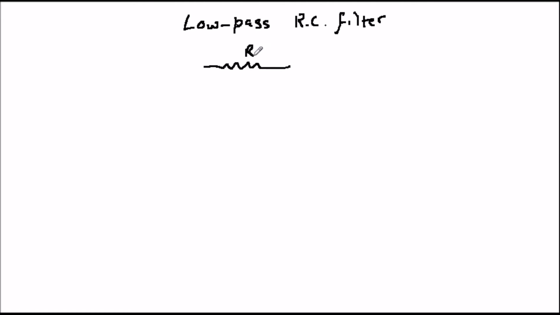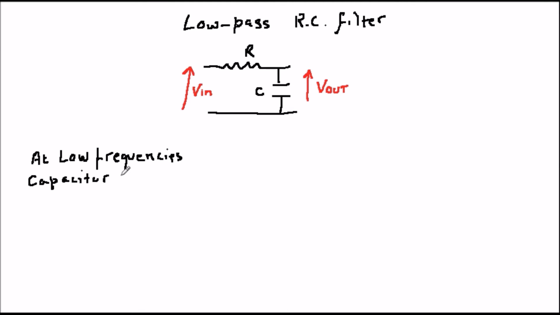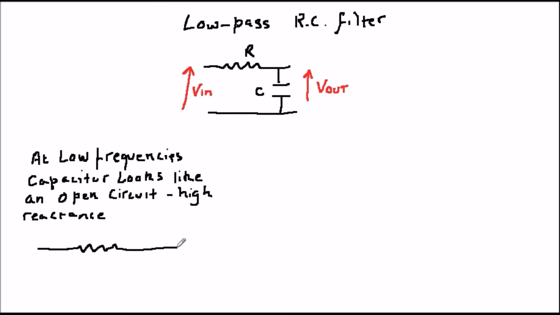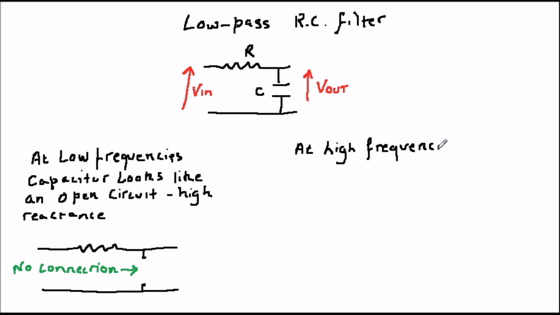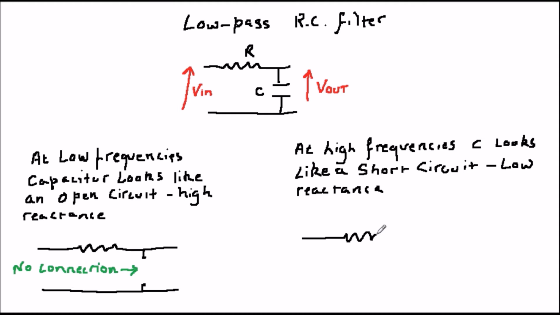The low pass version is shown in the diagram. In a very simple analysis, at DC and very low frequencies, the capacitor looks like an open circuit. Remember, it has a high reactance at these frequencies, infinite at DC. In contrast, at high frequencies, it looks a bit like a short circuit because it's got a very low reactance and therefore routes all these signals straight to ground.